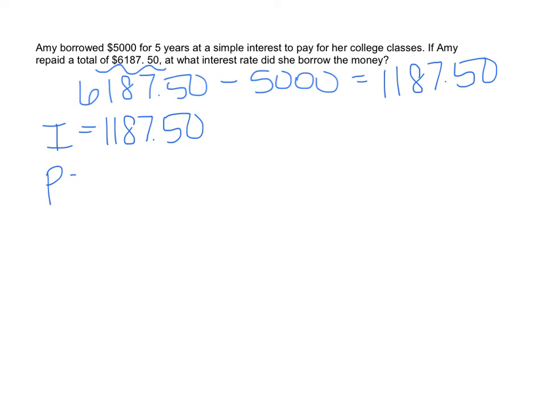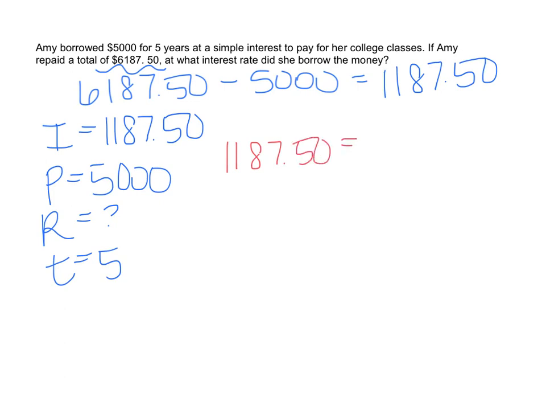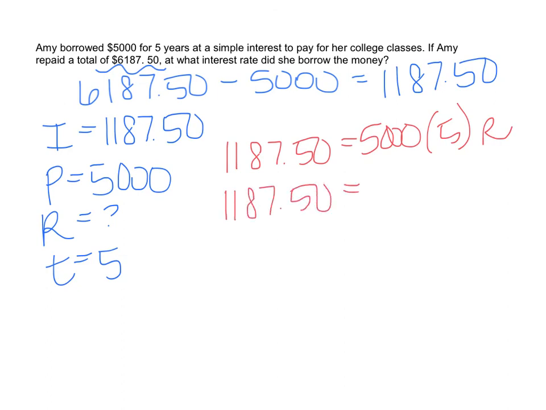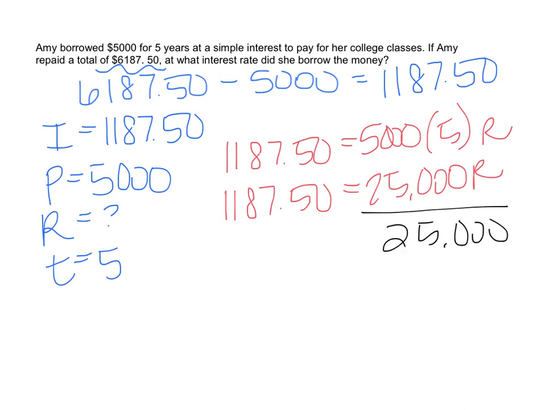And we know that we initially put in $5,000, and we know that we're doing this for 5 years. So our rate is what we are trying to figure out. So if I put this into my equation, 1,187.50 equals 5,000 times 5 times R. So I'm going to simplify the right side of that equation to make it say 25,000R. I then need to divide both sides by 25,000.